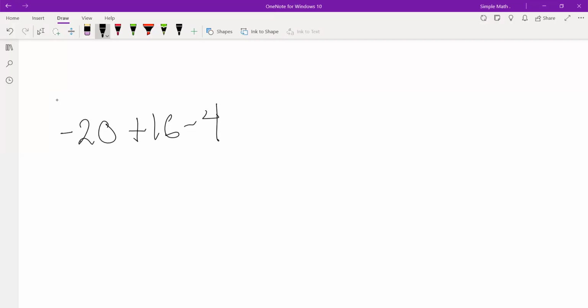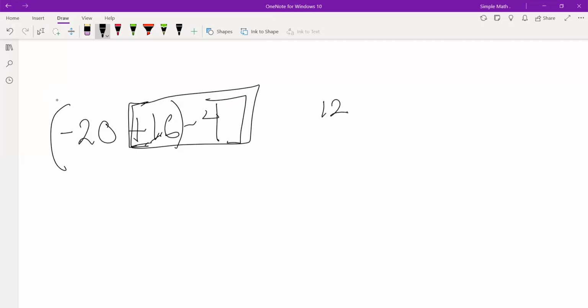You don't have to rush. You can just put a bracket around 16 minus 4. You can use a pencil to do the bracket, or this just looks easier. So 16 minus 4 is 12. You can do this quickly because it's straightforward. If you see something that's straightforward, you can just do it. So now we're left with minus 20 plus 12.